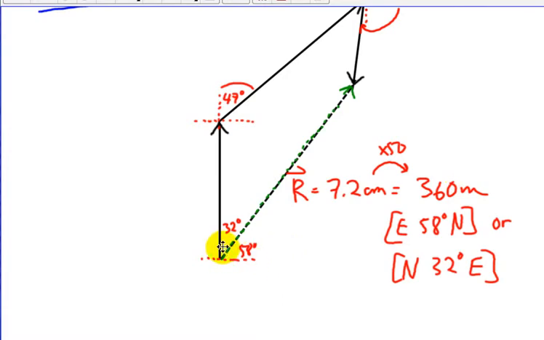And then again, one of 2 directions. You don't have to have both. Just pick either to start at north or to start at east. You can see this vector is pointing in quadrant 1. So north 32 east, or east 58 north.